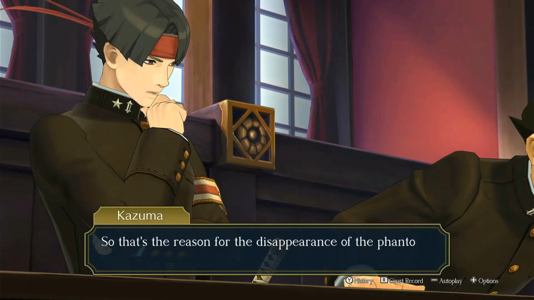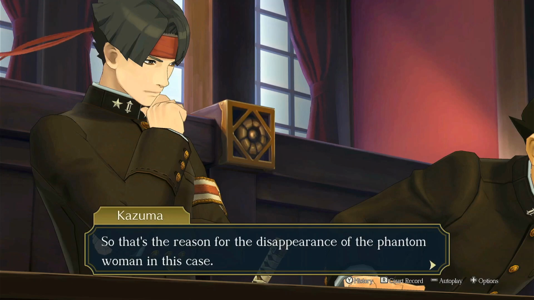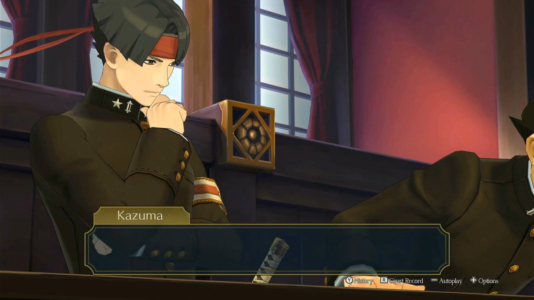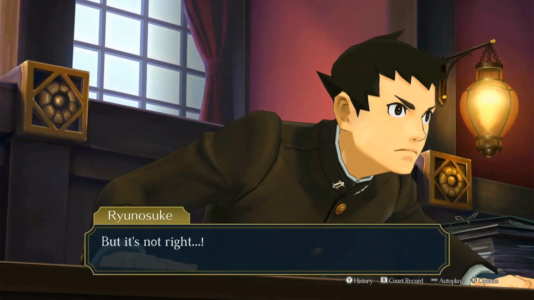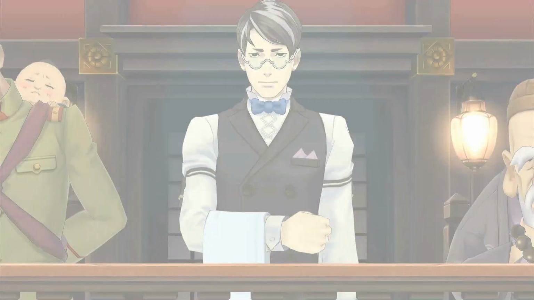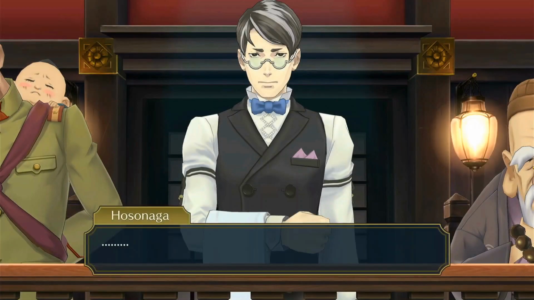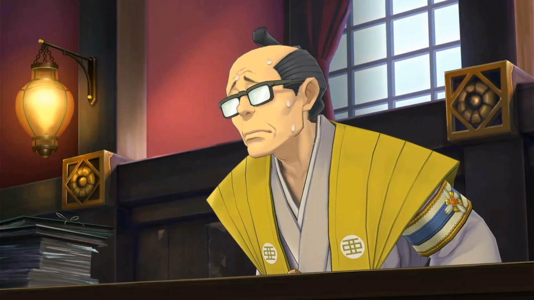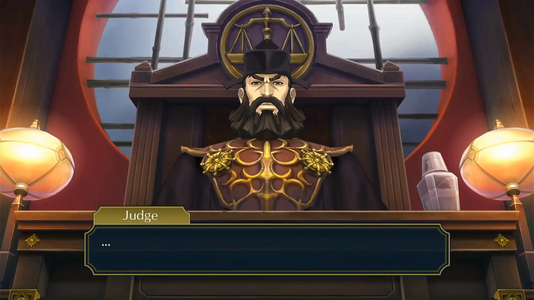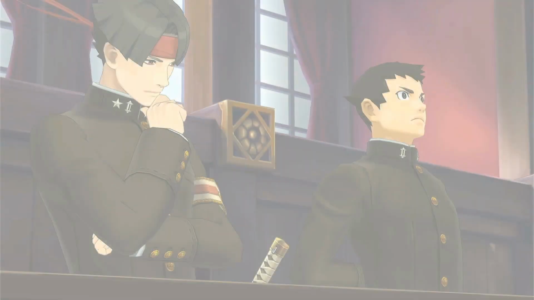So that's the reason for the disappearance of the Phantom Woman in this case. They did it to protect her, to protect everyone from an international incident occurring. I see. But it's not right. They were literally going to sacrifice Ryunosuke to keep international treaties afloat.